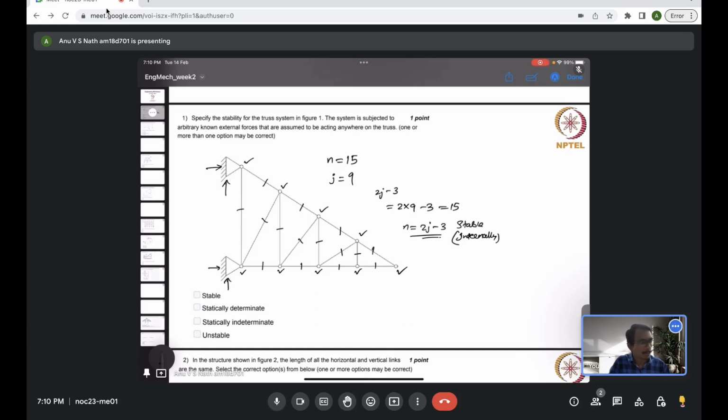You have 4 reactions, which are R1, R2, R3, R4. But you have only 3 equations because it's a planar structure: sigma Fx equal to 0, sigma Fy equal to 0, and sigma M equal to 0, because it's a planar truss system. So you have only 3 equations. So basically, in that sense, it is indeterminate.